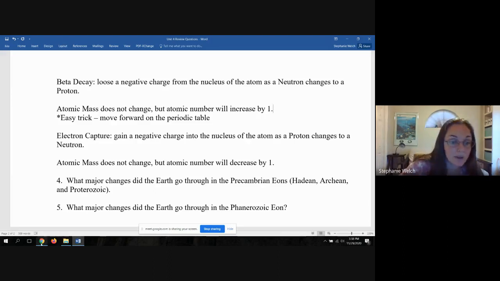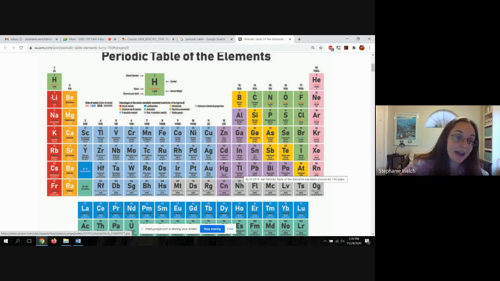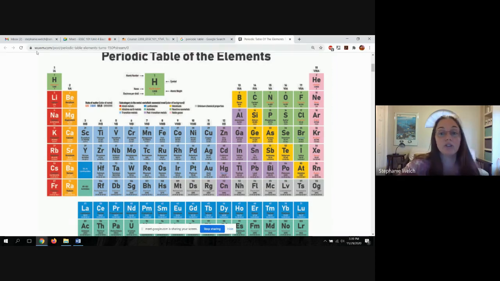So going back to the periodic table real quick, if you were dealing with something like potassium to argon, again, that's an actual real example, or to give you a fake example off the top of my head, let's say beryllium decayed back into lithium, that's going to be electron capture, because you're moving backwards on the periodic table. So you're moving from right to left, instead of the advanced direction, which is left to right.